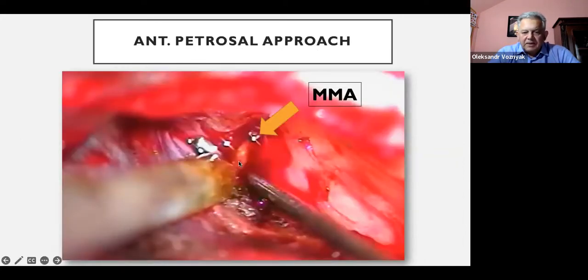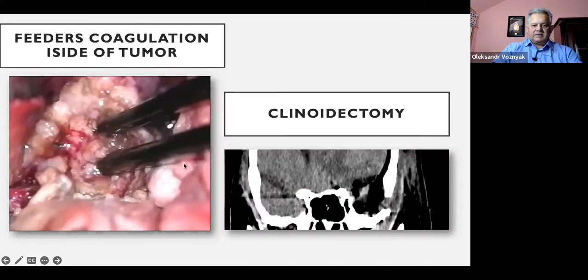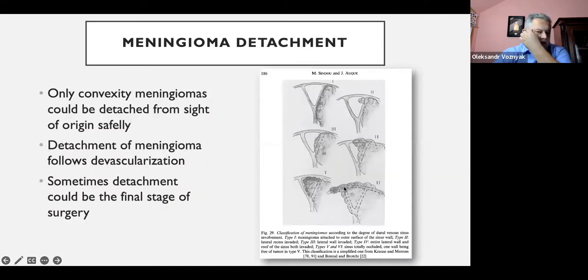Here I can show you the middle meningeal artery during surgery, during the anterior petrosal approach. Usually when we operate on a sphenopetroclival meningioma, the block of the middle meningeal artery lets you devascularize it very effectively. This is the coagulation of the feeders during surgery of olfactory groove meningioma. And this is an extradural clinoidectomy before removal of a meningioma of the anterior clinoid. When we drill it out, we usually devascularize this tumor completely and can remove it absolutely safely.